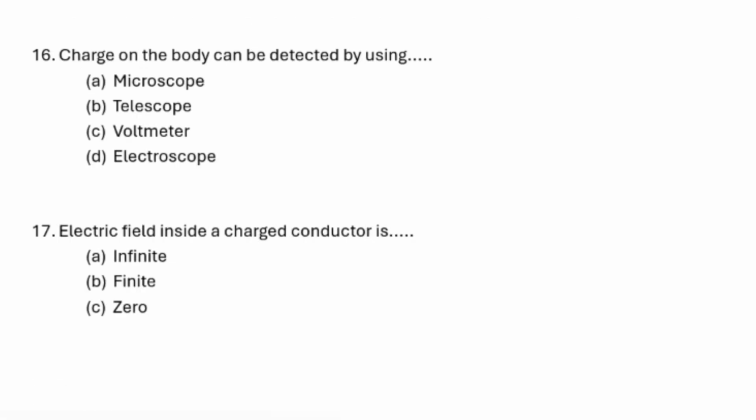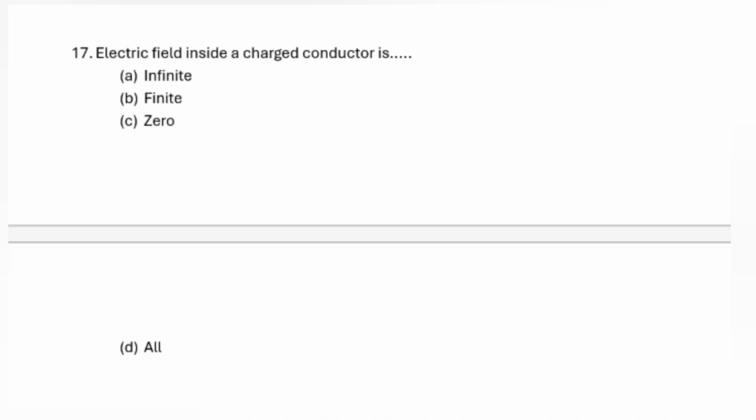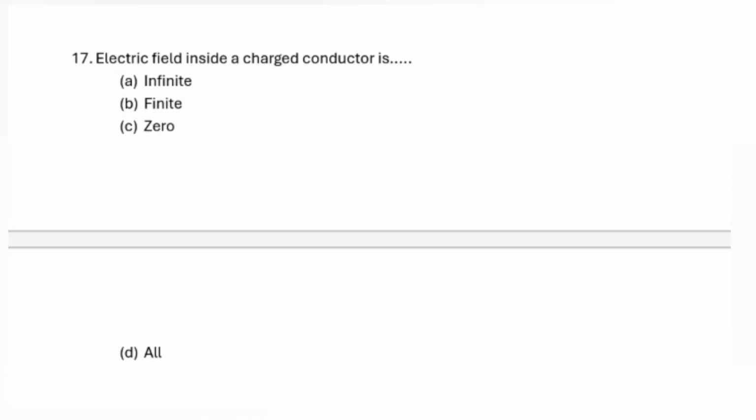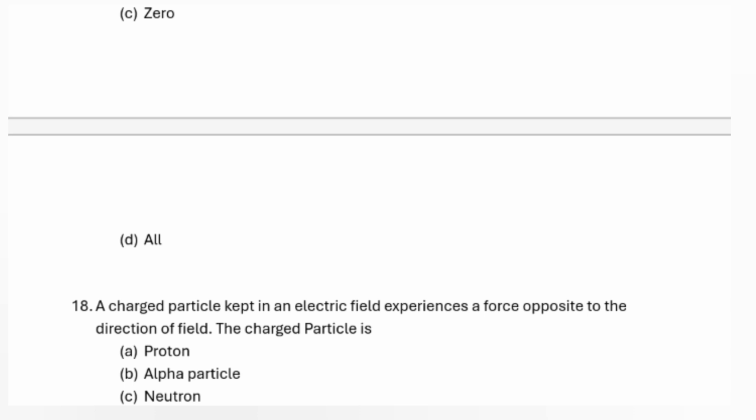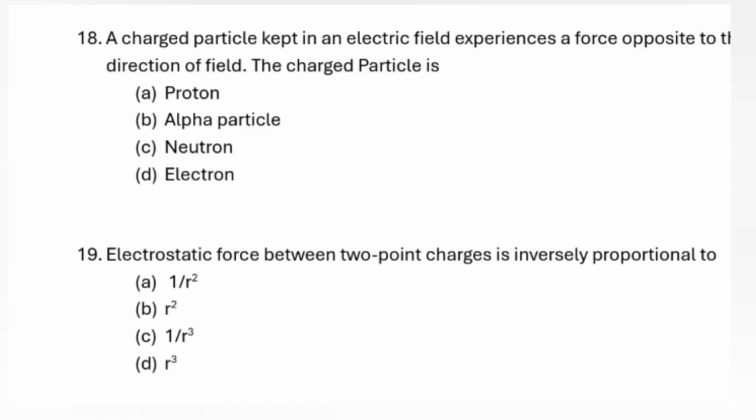Question number 16. Charge on a body can be detected by using option A microscope, option B telescope, option C voltmeter, option D electroscope. Here the correct answer is option D electroscope. Question number 17. The electric field inside a charged conductor is option A infinite, option B finite, option C 0, option D all. Here the correct answer is option C 0.